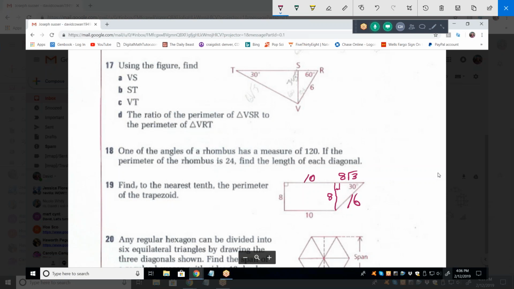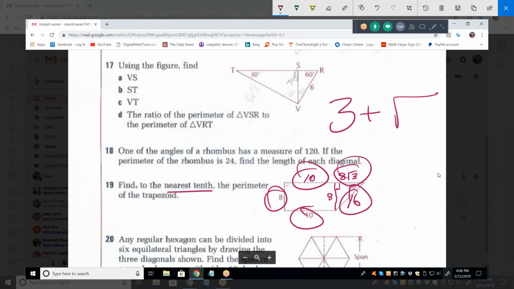You've actually picked up on that better than most any student I've ever had on how to solve these 30-60 triangles quickly without having to go through the Pythagorean Theorem. Okay? So my perimeter is going to be 8 plus 10 plus 16 plus that plus that. And I'm not going to worry about a number because they want you to come up to the nearest tenth. In case you're wondering, when I have an expression like this that cannot be simplified, that is a number.